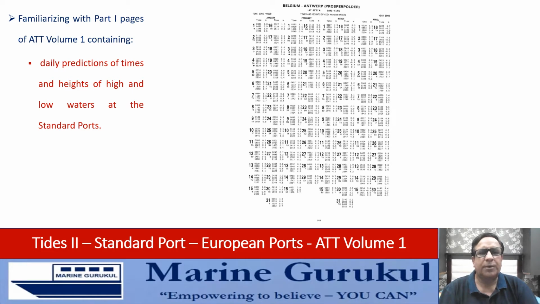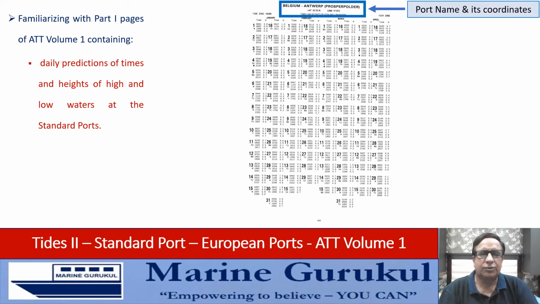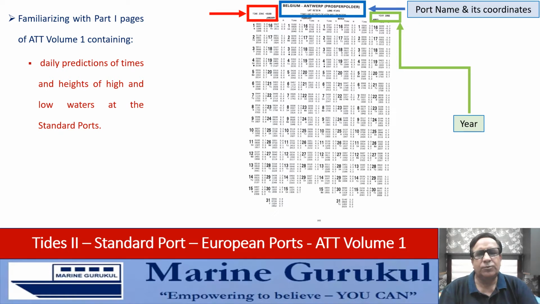One of the pages for Part 1 shall be as what has come on the screen. On top, we'll have the name of the port and its coordinates, latitude and longitude. Then right top, we have the year for which the tide tables are made. Left top of this page, we have the time zone, that means the time zone in which the times are tabulated. So whatever time for high and low water we get from these pages, they shall be in the time zone that is stated on top.